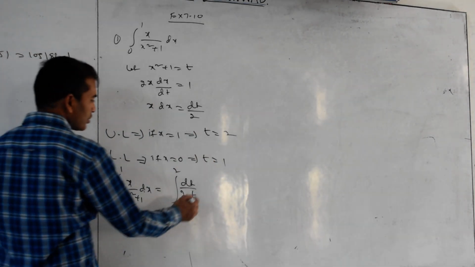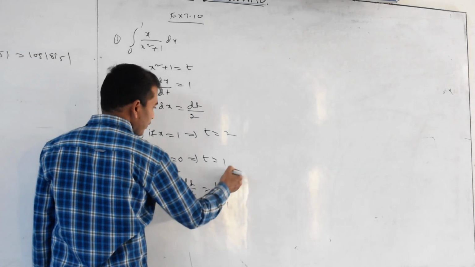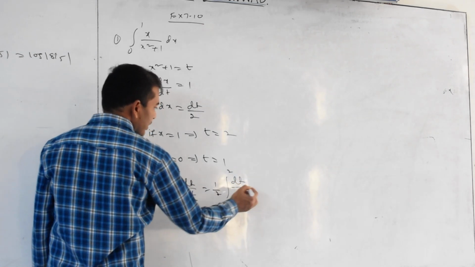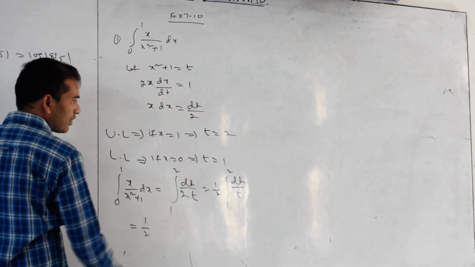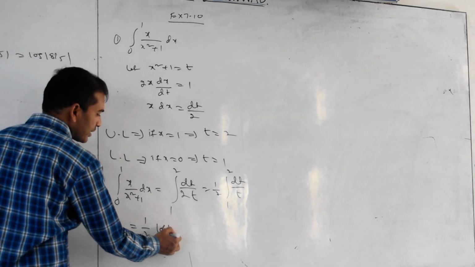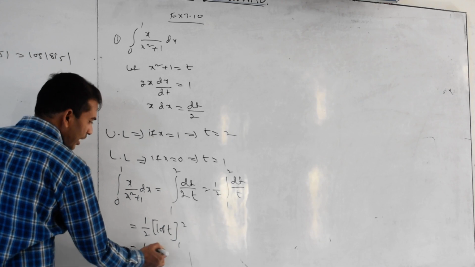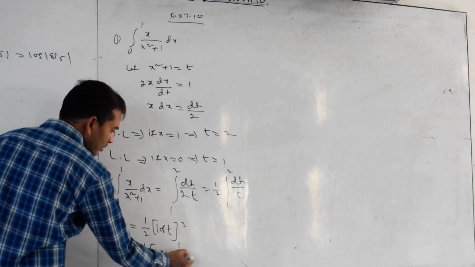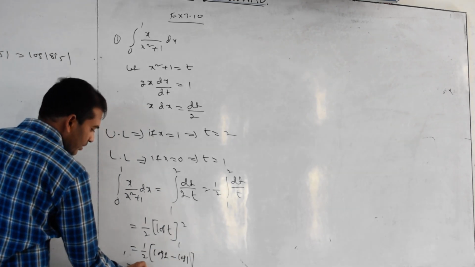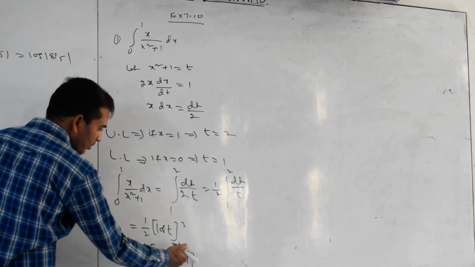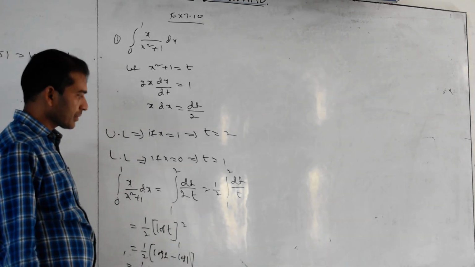So 1 by 2 integration of 1 to 2 dt by t. The integration of 1 by t is log t. Lower limit 1, upper limit 2: 1 by 2 into log 2 minus log 1, which is equal to 1 by 2 log 2, since log 1 is 0.